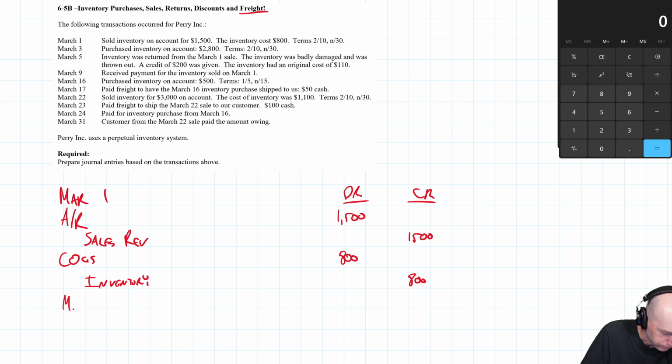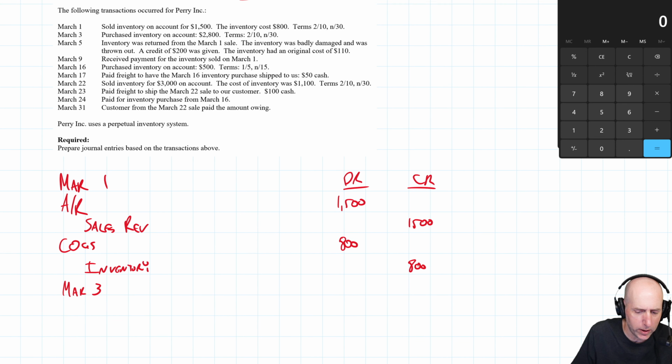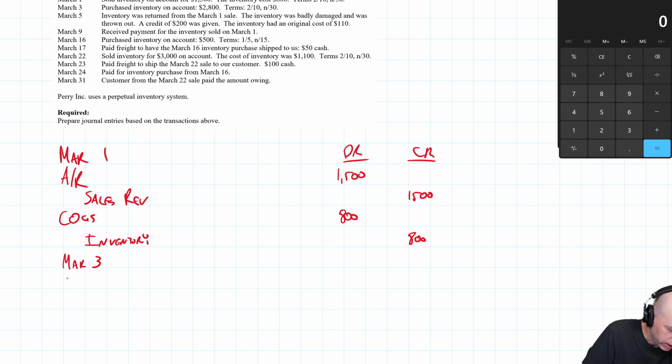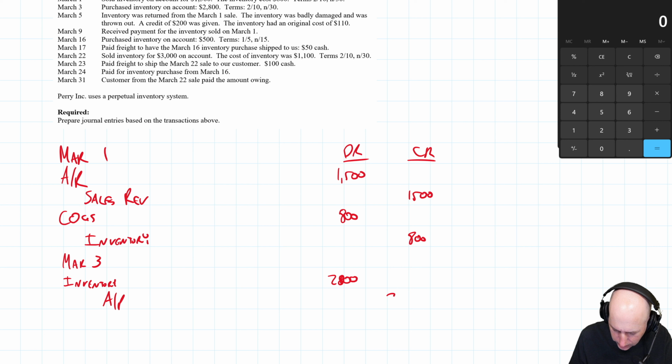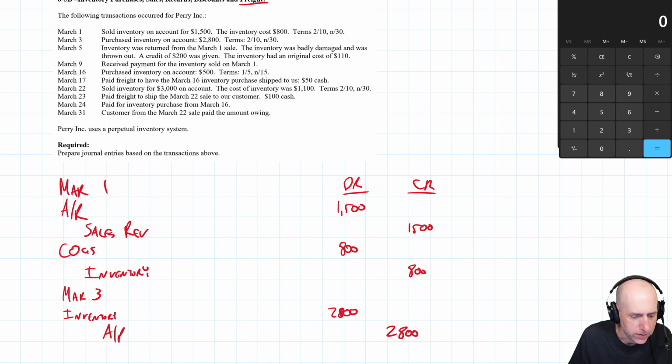March 3rd. Purchased inventory on account, $2,800. All right, well, here we buy some inventory. Debit inventory, credit AP, and the amount was $2,800. That's it.